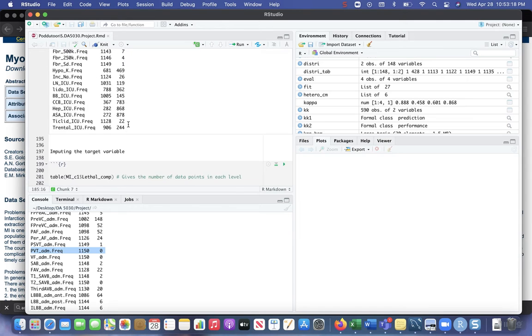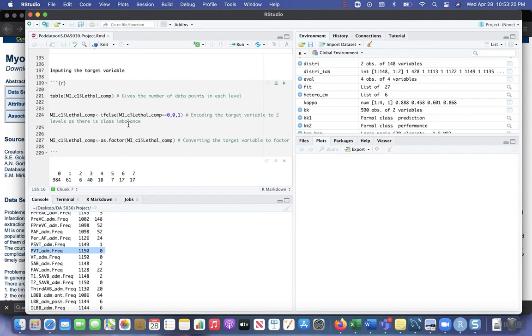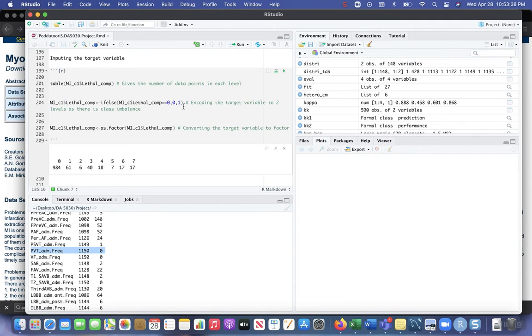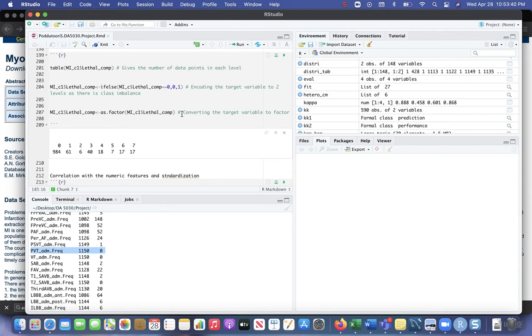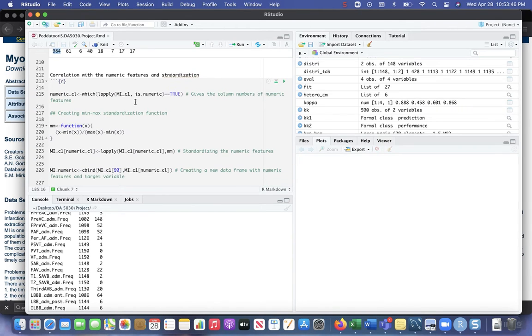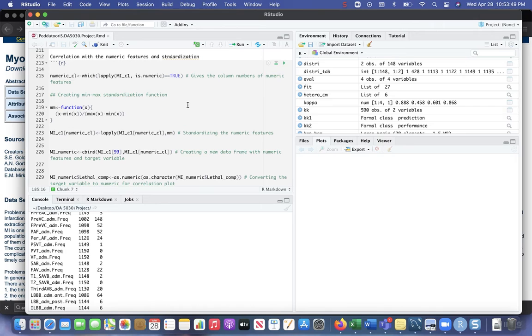So I removed them, and then coming to the lethal component, it actually has 8 levels, but because one of the levels was 84% and all the other seven contributed to only 16%, I just converted them to zeros and ones. So right now, as you can see, they have 984 zeros, and the rest are all converted into one.